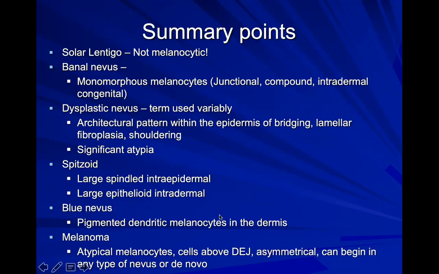Blue nevus is when you have pigmented dendritic melanocytes in the dermis. What is a melanocytosis like a Mongolian spot or a nevus of Ito? Well, it's going to be very scattered dendritic pigmented melanocytes through the dermis. It almost looks like normal skin, so they won't be all grouped together like in a blue nevus, but they'll be scattered throughout the dermis. Melanoma has atypical melanocytes, cells above DEJ, asymmetrical, and it can begin in any type of nevus, not just the dysplastic nevus, and it can arise most commonly de novo. And that's it.